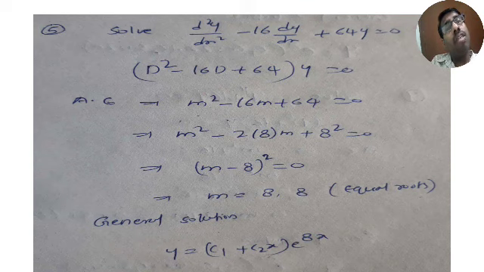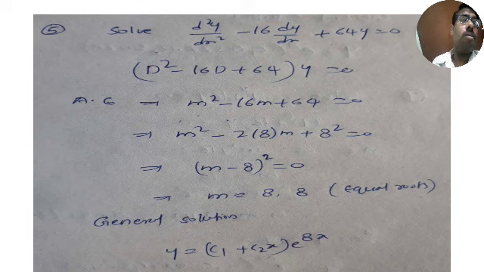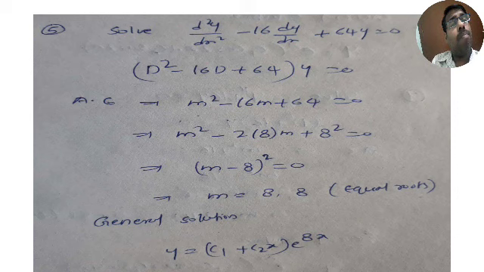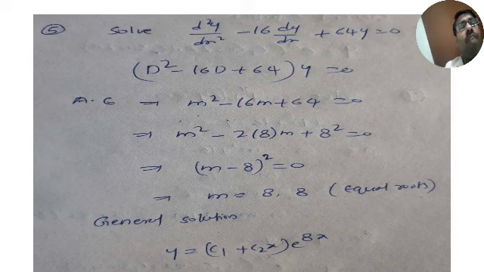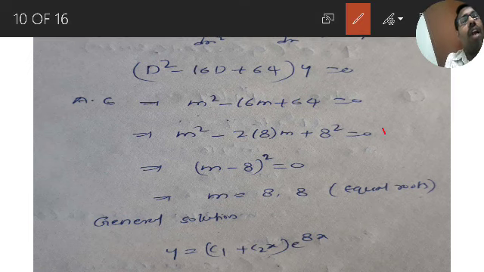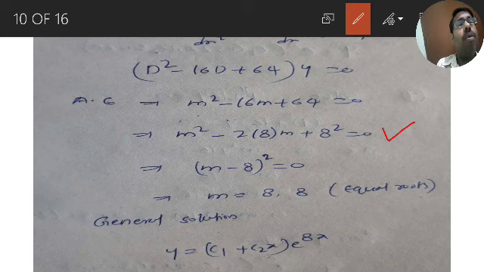So what is the operator form? D square minus 16D plus 64 of y is equal to 0. And what is the auxiliary equation? In place of D put m: m square minus 16m plus 64 is equal to 0, which is a quadratic equation. Find the roots. Depending on the roots, you can write the general solution. So 16 can be written as 2 into 8, and 64 can be written as 8 square. So m square minus 2 into 8 into m plus 8 square is equal to 0.